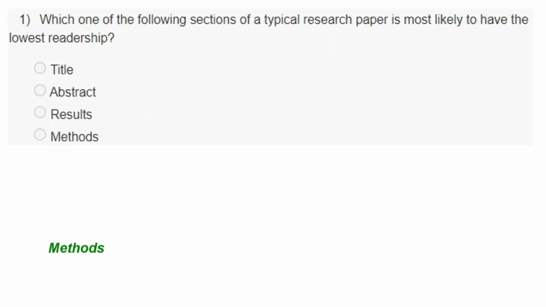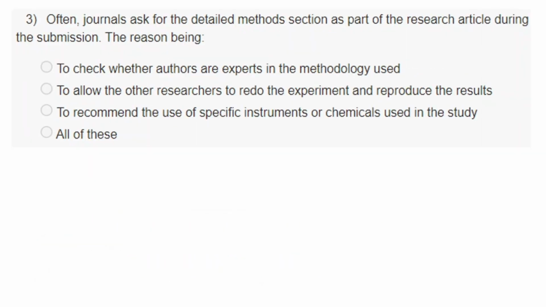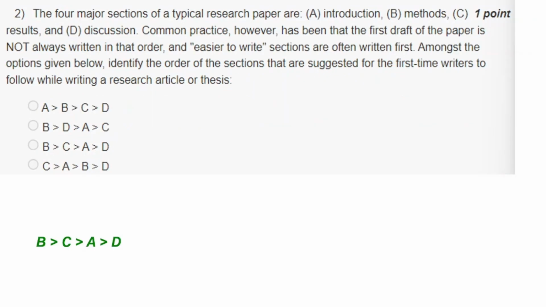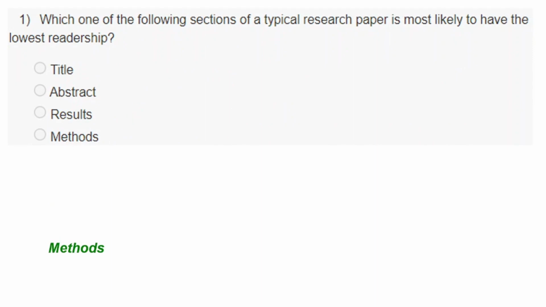We'll move on to, what were we discussing? This we have already. Often journals ask for, okay, so this one. Which one of the following sections of a typical research paper is most likely to have the lowest readership? I think it's methods. Anybody else having a different opinion?